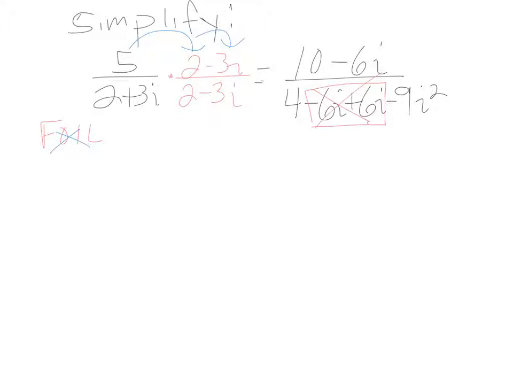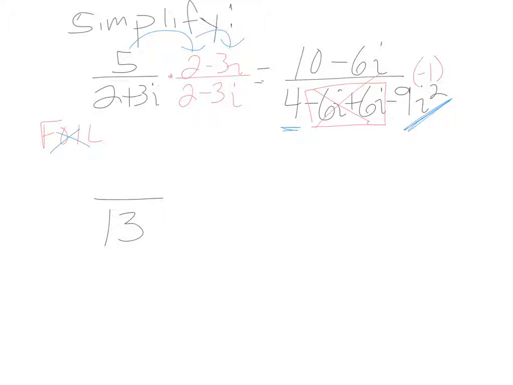Also on the bottom, we see that we have an i squared. i squareds always turn into negative 1s. So the bottom is going to become 4 plus 9 when you multiply the negative 9 times the negative 1. 4 plus 9 gives me a 13 on the bottom. On the top, there's nothing I can do with that.